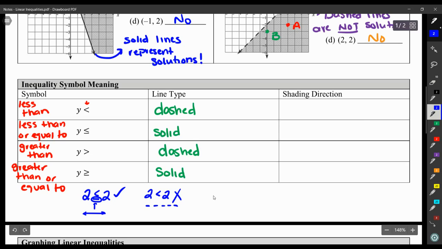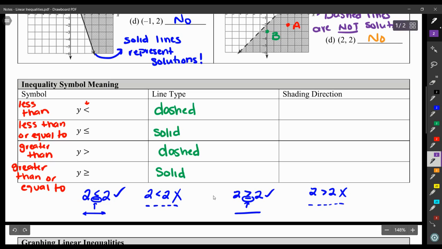So if you have an equal to, even if it's greater than, so for example, 2 greater than or equal to 2, this little equal to makes this true. So we have a solid line. If you just had 2 greater than 2, that's not a true statement, and so it's a dashed line. So the equal to's on the symbol is what creates solid lines.